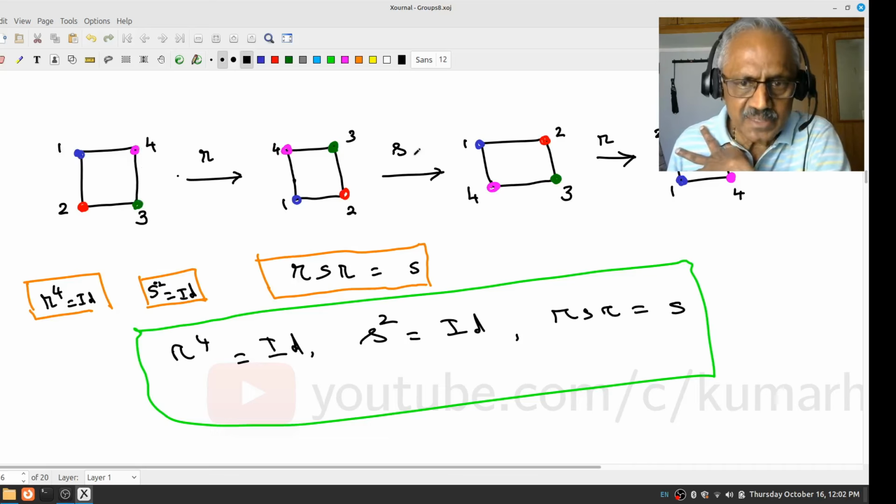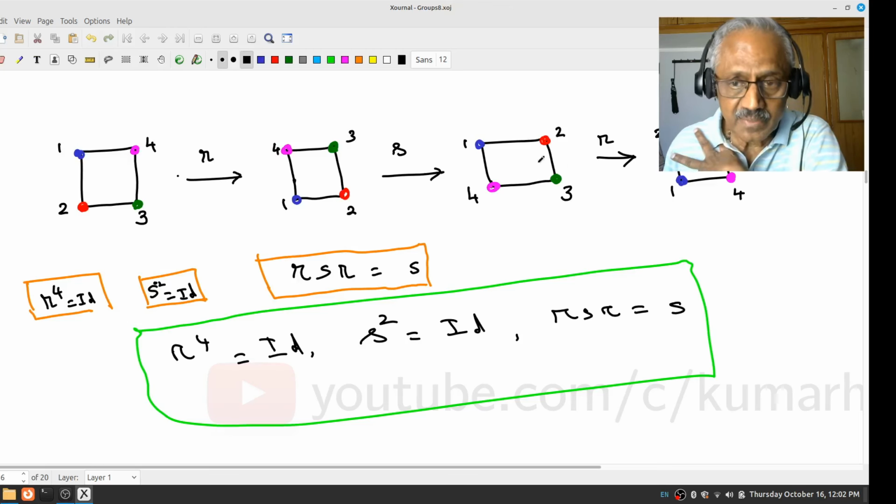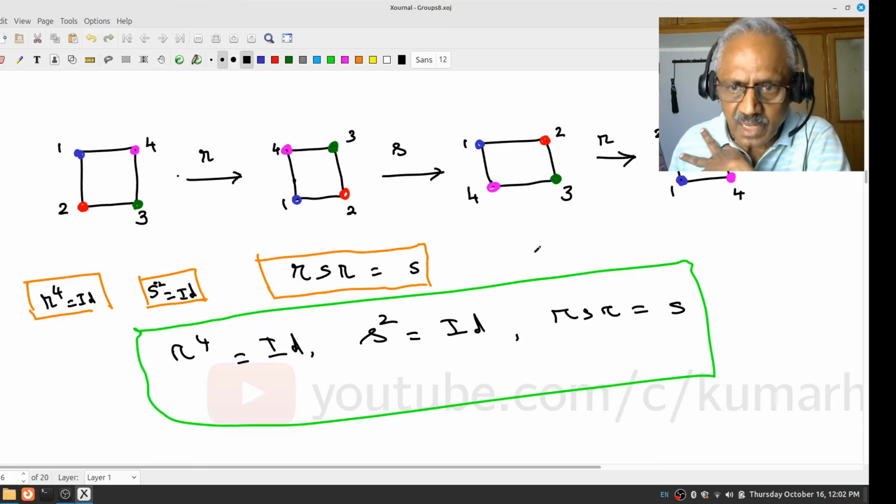Then I reflect this along the x-axis. When I reflect it along the x-axis, what happens? 4 goes to 1, 1 goes to 4. And similarly, 2 and 3 interchange. Is that okay? Then I rotate. When I rotate, what does it mean? 1 comes here, 4 goes here, 3 goes here, 2 comes here. This is the picture, right? So this whole thing is RSR.